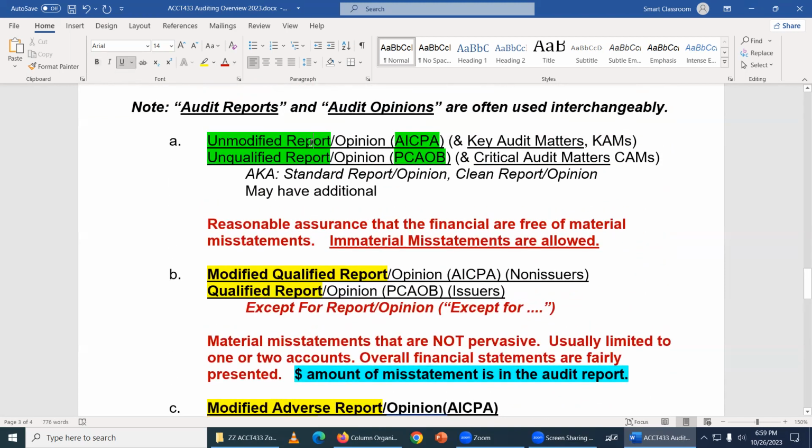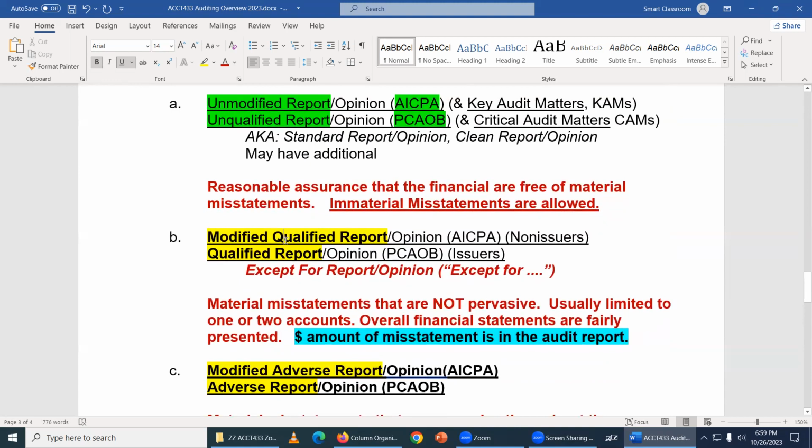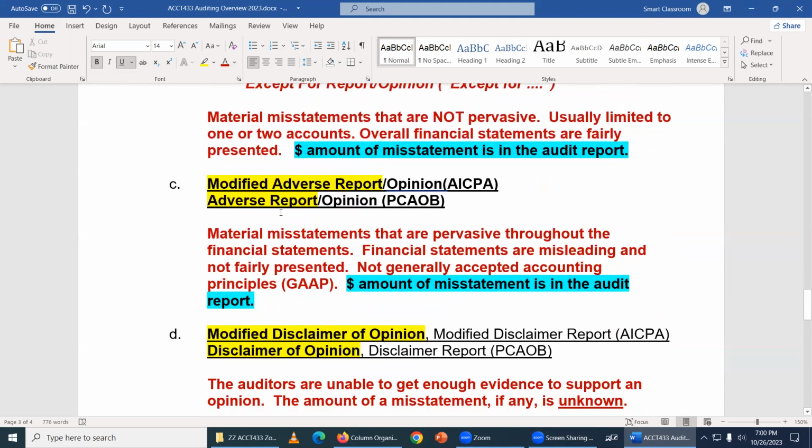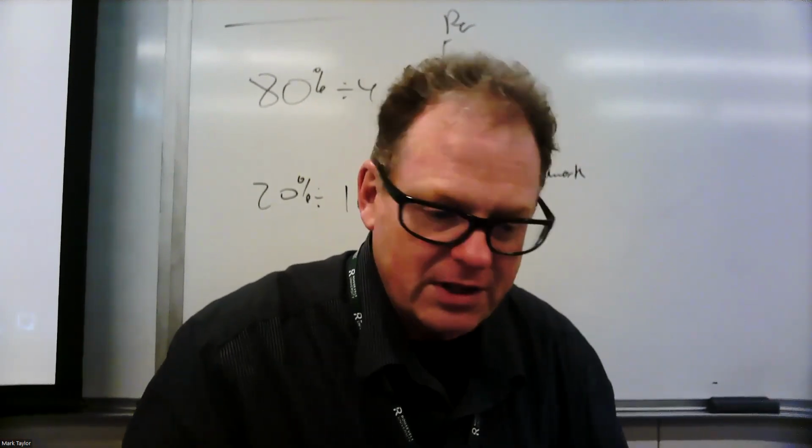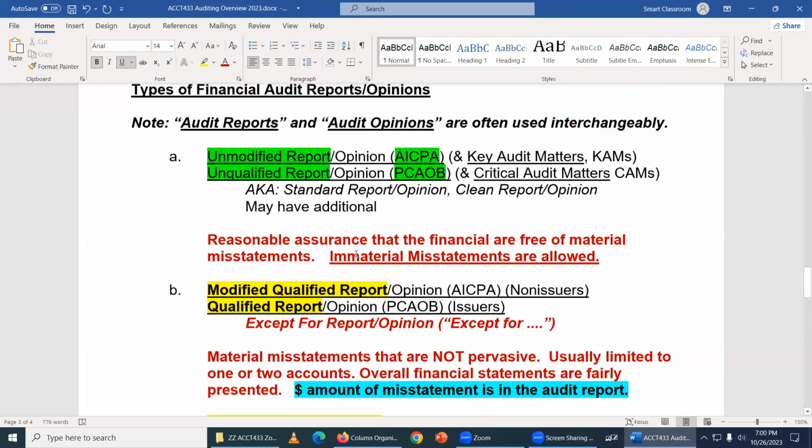The two best opinions are the clean opinion or the unqualified or unmodified. Those are the best. The qualified is probably the second best. The adverse is the worst, and the disclaimer is no opinion at all. And so notice that you pay for this audit, here's our bill, thousands of dollars or millions or whatever it is, and here's nothing. Because a disclaimer is nothing. It's literally nothing. It's when you shrug your shoulder and say, look, we can't get enough evidence. So those are the audit opinions that we can put in for the audit.